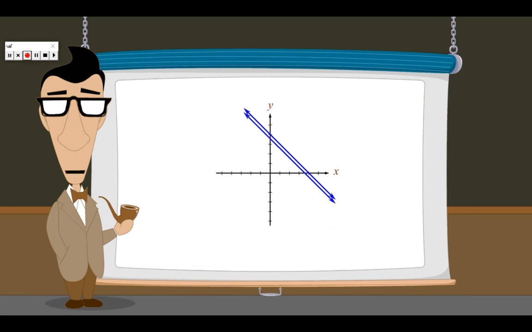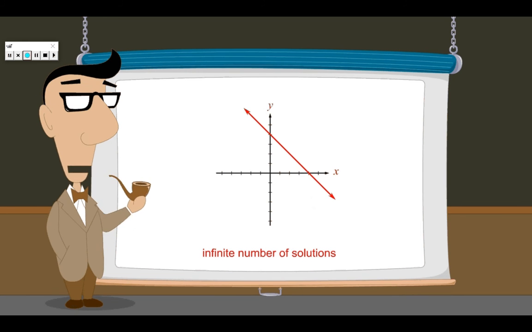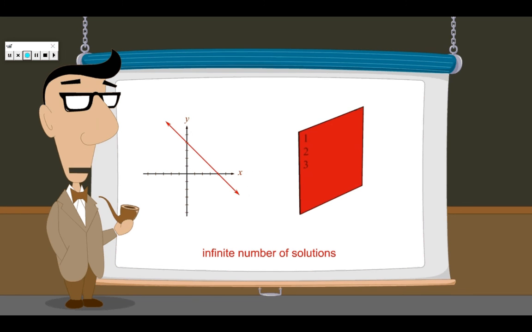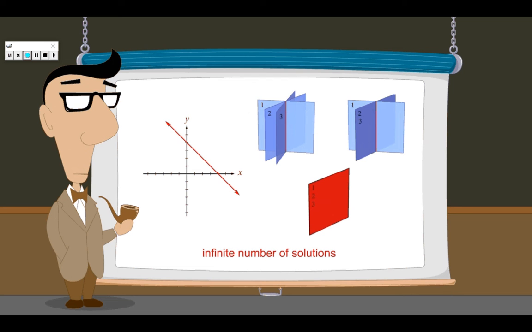An infinite number of solutions exist for systems in 2 variables when the 2 lines coincide, thus intersecting at an infinite number of points. And systems in 3 variables have an infinite number of solutions when all 3 planes either coincide or intersect along a line.